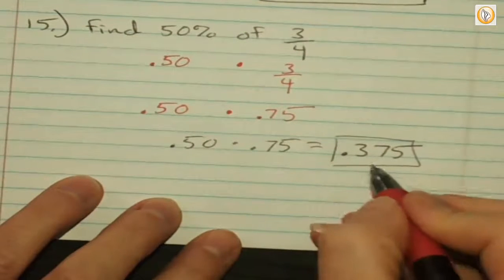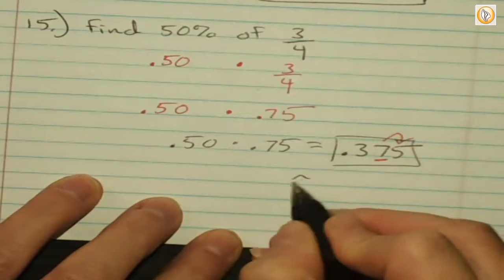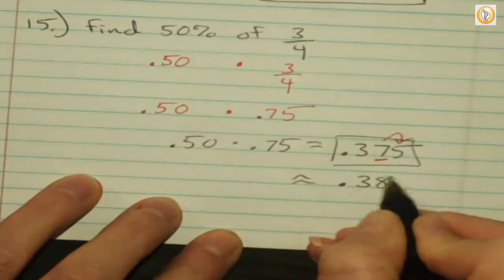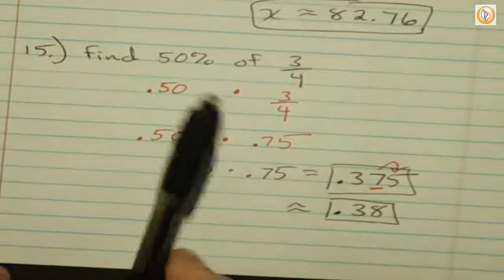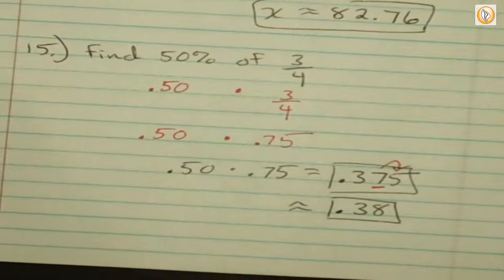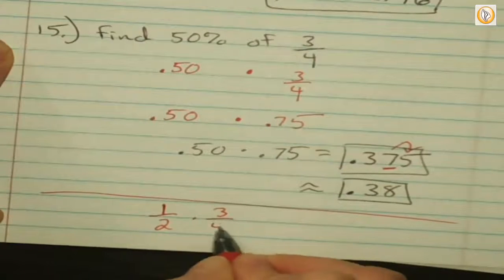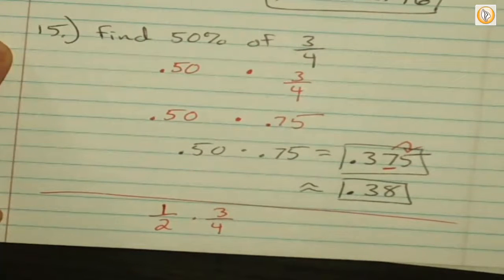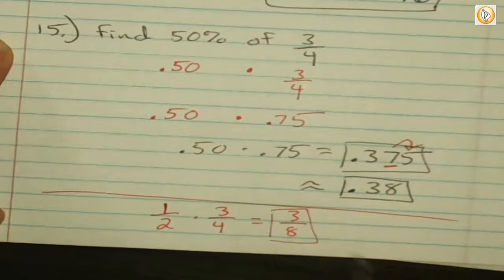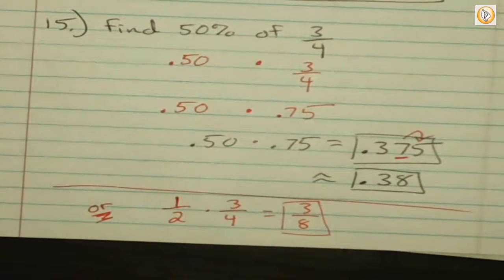So this would be the hundredths place. We look to the right. What is the actual answer, Morgan? 0.38. There you go. Now you could have changed this to a fraction and multiplied it by fractions. It would be a half times 3/4. That would give you 3/8. So either way, you can do either one.